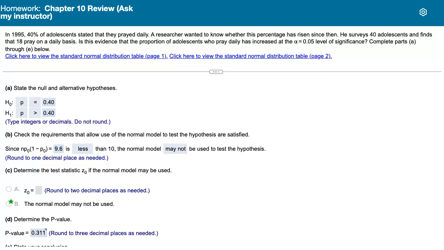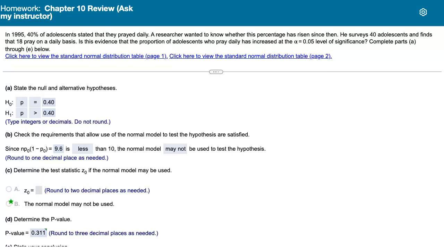So I'm assuming that you can set up your hypothesis statements in part A, just based off of the information given in the problem. And then in part B, when you go to check those requirements of using the normal model, you see that they're not satisfied. So that leads us in part C to not be able to use the test statistic. So we can't use the normal model, but we're still asked in part D to find the p-value.